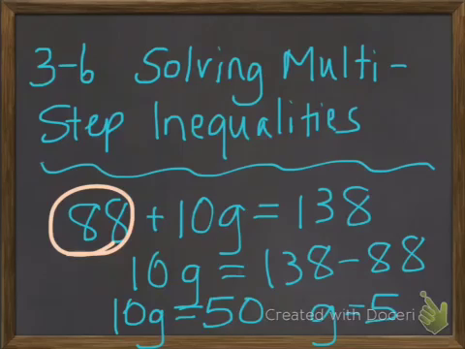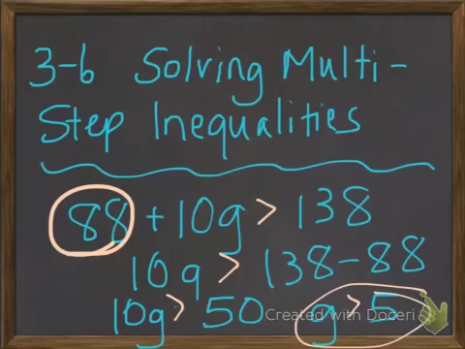To play off of that, what we're doing today is very, very similar, except now, instead of this equal sign, we're going to have an inequality. Let me change my color so you can see what I'm doing. Let's say the inequality was 88 plus 10g is greater than 138. Then 10g would be greater than 138 minus 88. 10g would be greater than 50. 10 is a positive number, so when I divide by 10, it's going to be g is greater than 5. My inequality sign doesn't change there. And this is my answer.